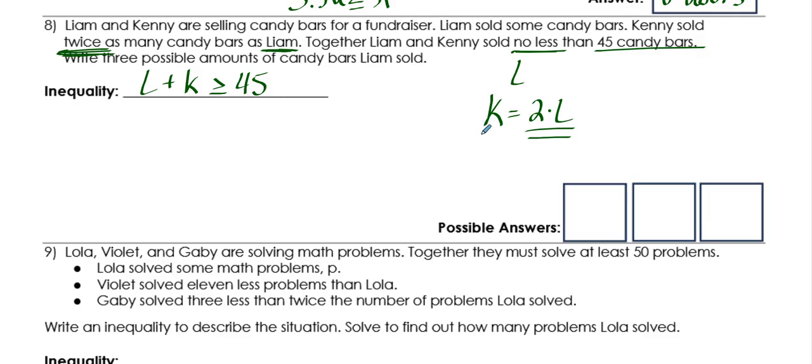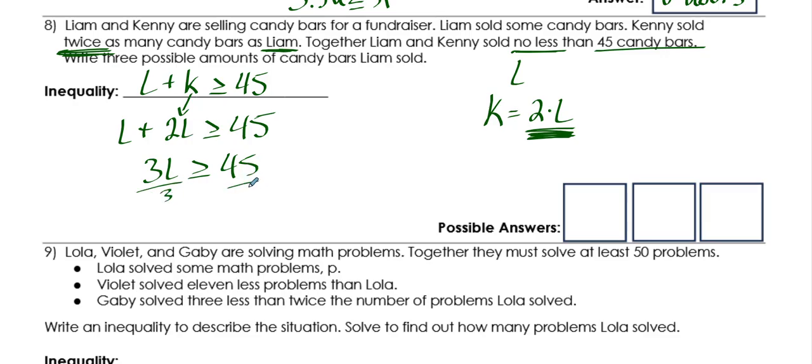But I did just describe Kenny's candy bars in terms of Liam's candy bars. Instead of this K, I could say that's actually 2L. It's called substitution. In algebra, you learn more about this step, but that is called substitution, where we substitute something that we know to be equal to this in place of that. Now I can solve that just like I know how. I'm going to combine like terms, make that 3L, and then divide by 3. So L is greater than or equal to 15.